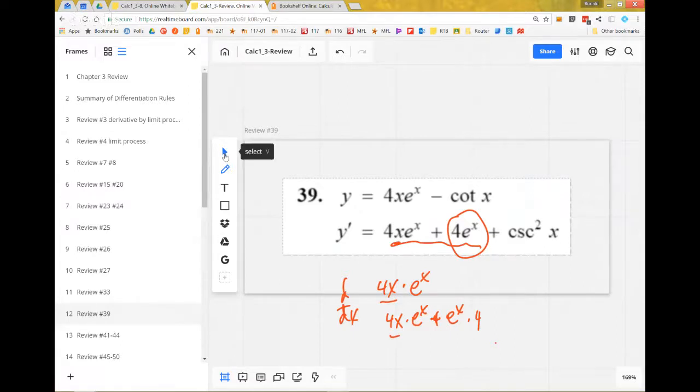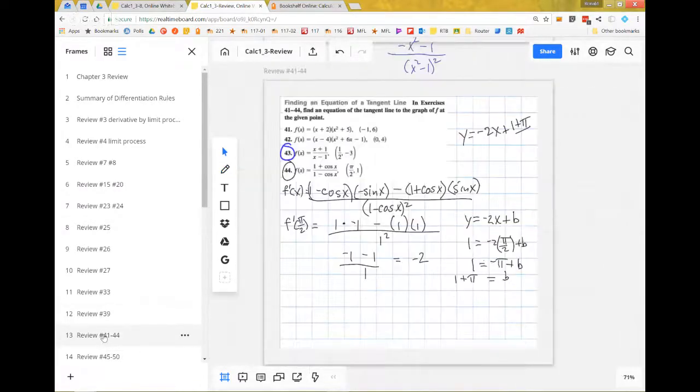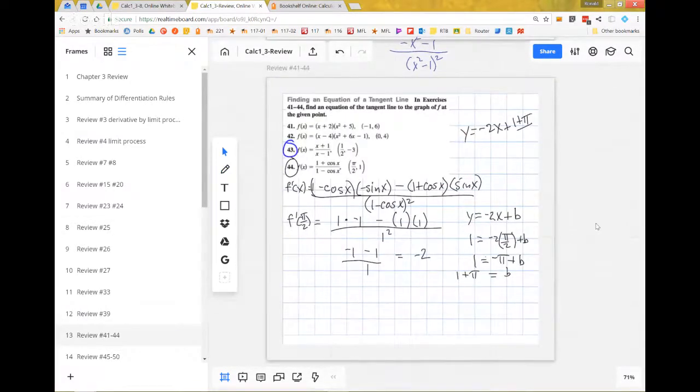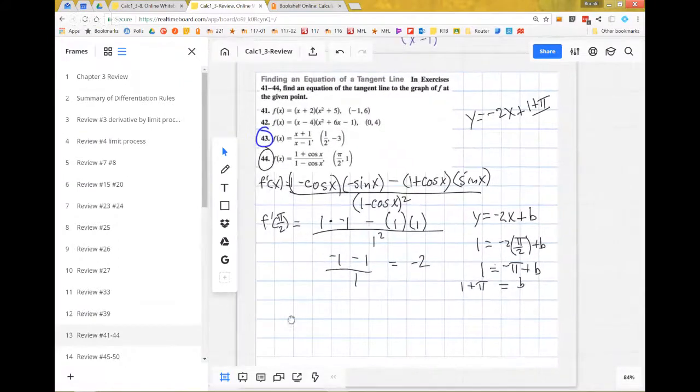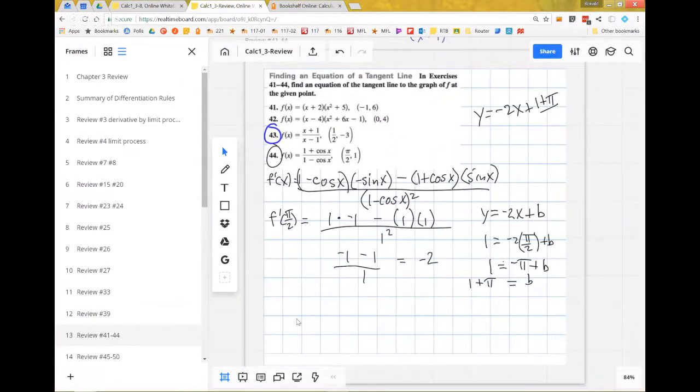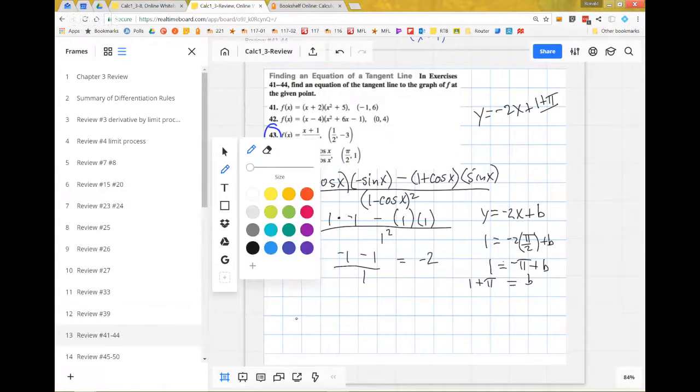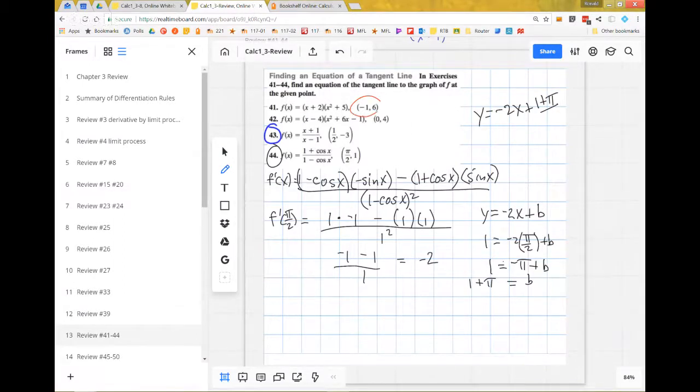Next group is 41 to 44 in the book, and we're back to not just find the derivative, but find the equation of the tangent line at the point. So you'll notice on this section, they've got these points. So they give you a function and then they give you a point. So you find the derivative, the general derivative, and then you find the derivative at the point.